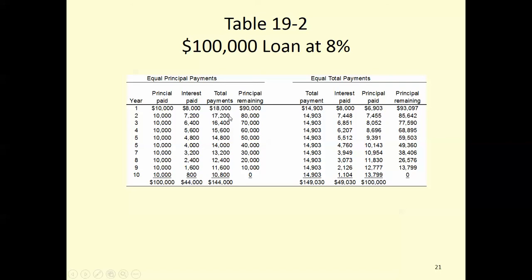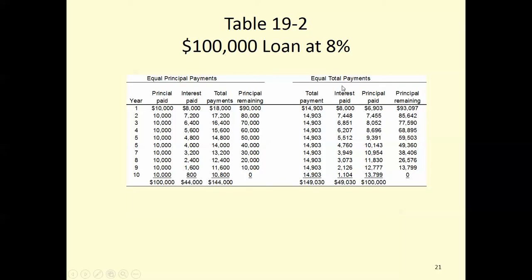Unlike the equal principal payment, where the payments were decreasing, in equal total payments, they are exactly what it says. They're equal. Interest paid and principal paid together equal the same amount of total payment. In doing this, your principal is not decreasing nearly as quickly as the equal principal payment plan, and so therefore you pay more total interest. You can see in this loan, the total interest paid was $49,000 at the end of the loan, where it was $44,000 in equal principal payment.